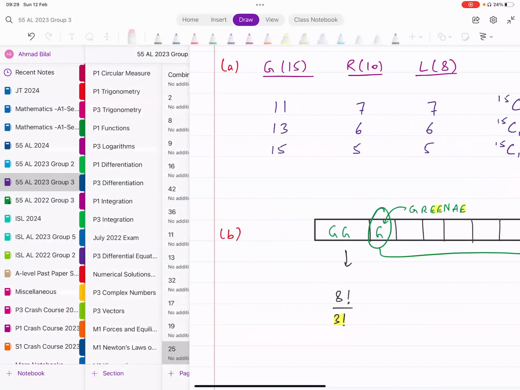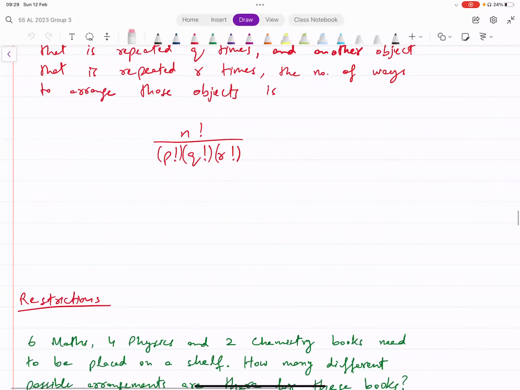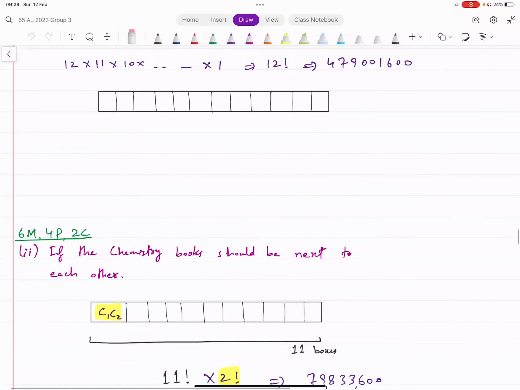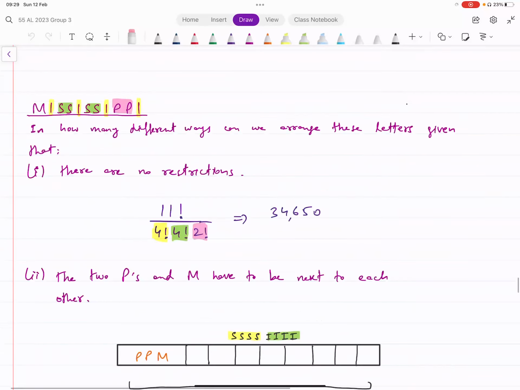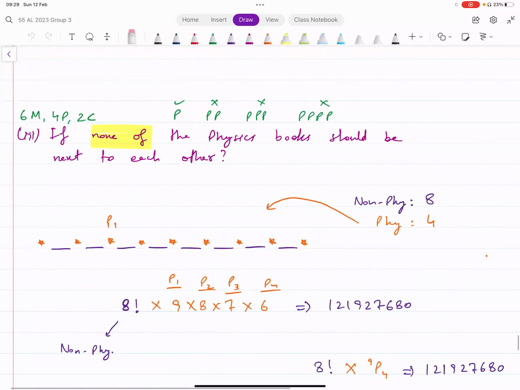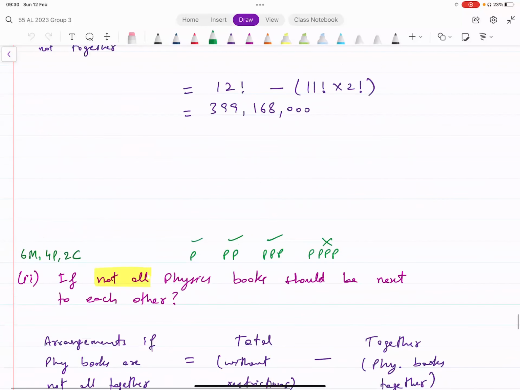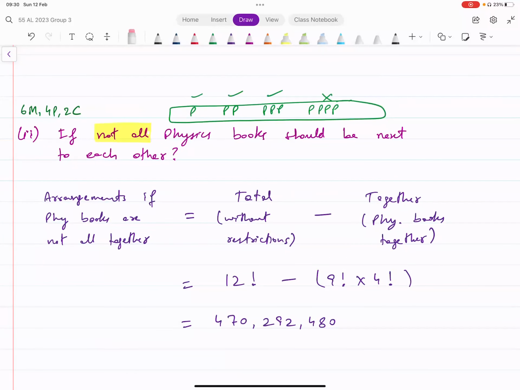Remember हमने ये पहले एक दफा बिल्कुल शुरू में हम डिस्कस कर रहे थे. हमने जब अरेंजमेंट्स डिस्कस की थी तो हम ये देख रहे थे. Yeah, so we looked at these physics books के physics books को आपने इकट्ठे रखना है या separate करना है. So we wanted not all physics books to be together. उसमें क्या क्या possibility हो सकती थी, या तो सारी separated हो या उनमें से सिर्फ 2 इकट्ठी हो या सिर्फ 3 इकट्ठी हो.